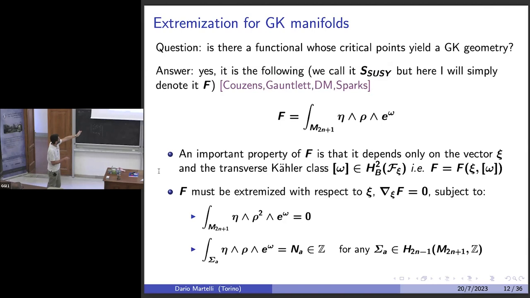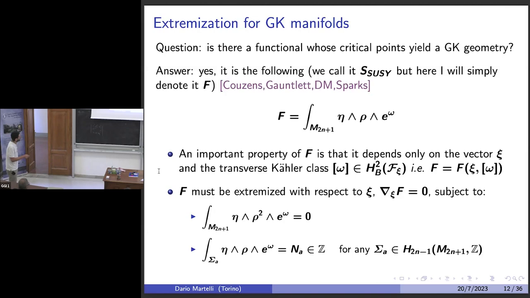Okay, so here I wrote this in a way which I'm sure you can make sense of. I mean, you just expand the exponential of this two form and you pick up the correct kind of measure in each dimension to fill out this integral. An important, so that's the definition. An important property of this is that actually one can prove what we did in the paper that this depends only on the transverse scalar class and on this vector field, this canonical vector field that exists on the geometry.